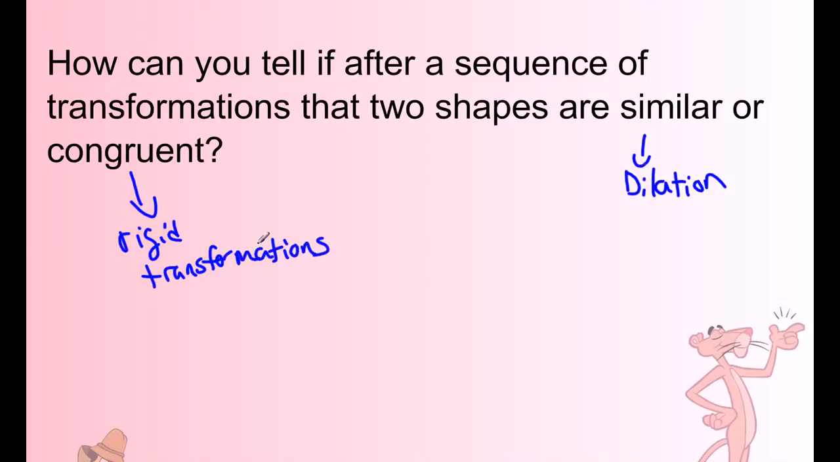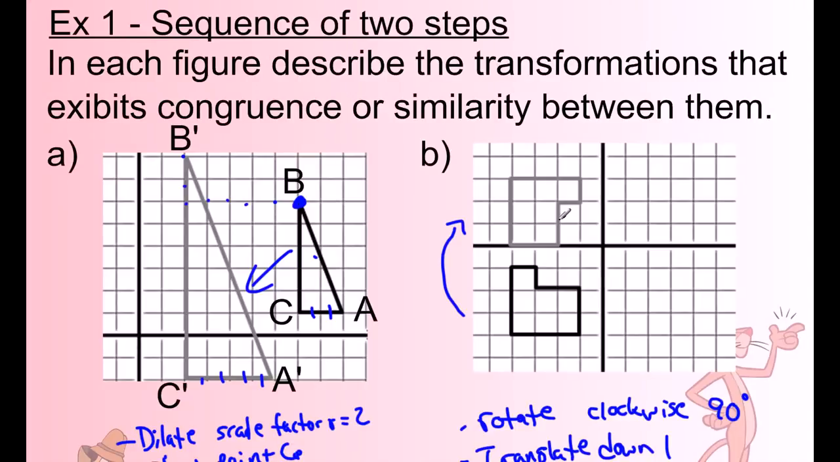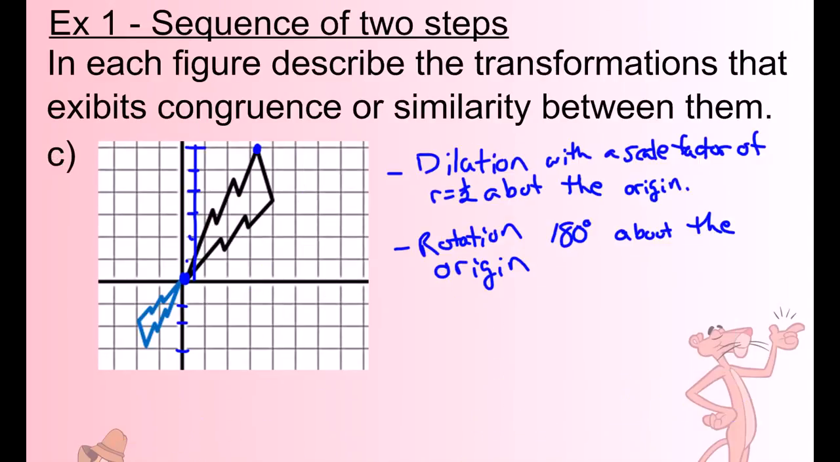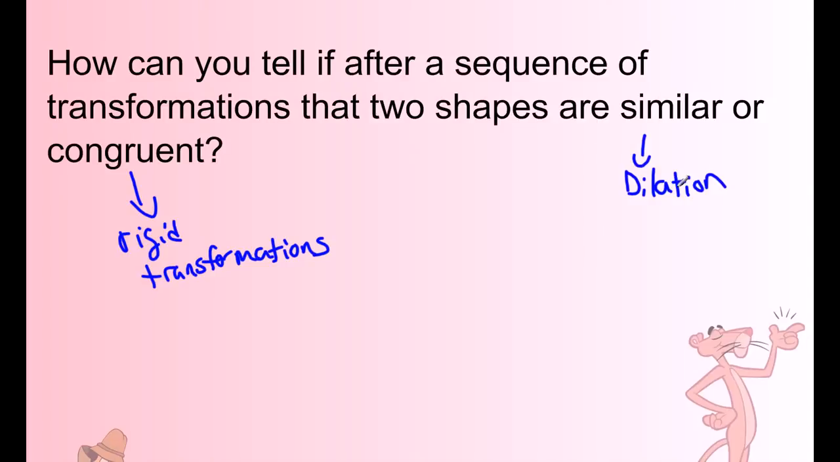If it was just rigid, if it was just a rotation, a reflection, or a translation, your two images would be congruent. An example would be this letter B. Those two figures are congruent. They're the exact same shape. One is just in a different place than the other. Example A, a dilation happened, so these figures would be similar. Example C, a dilation happened, so those figures would just be similar.